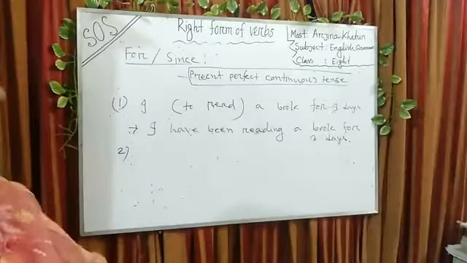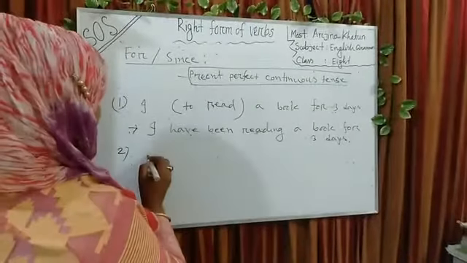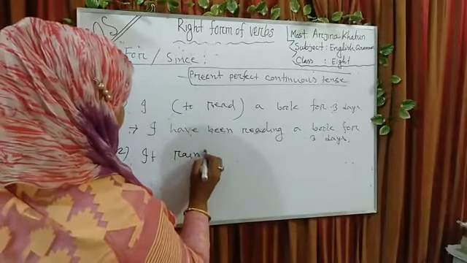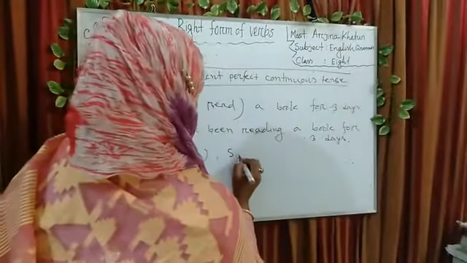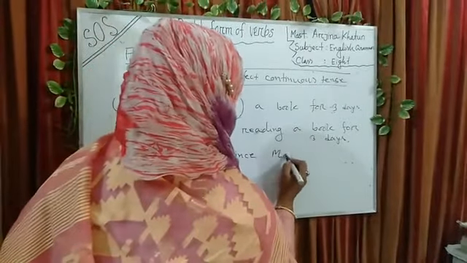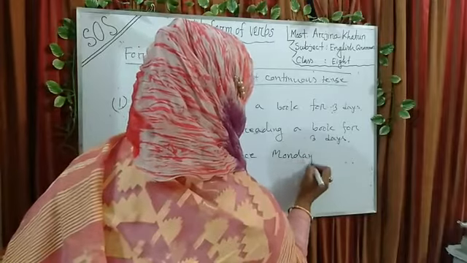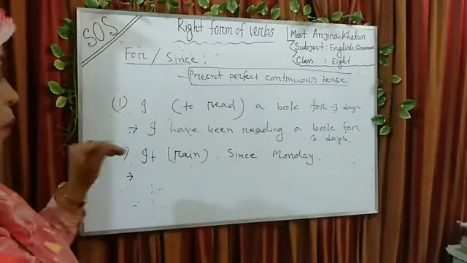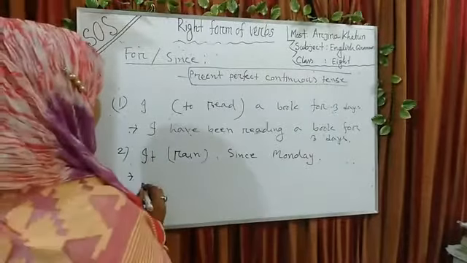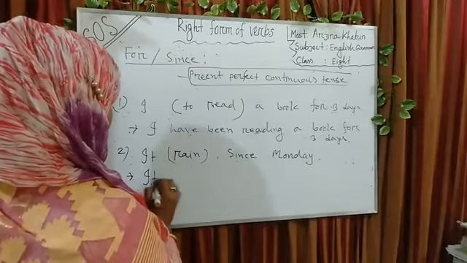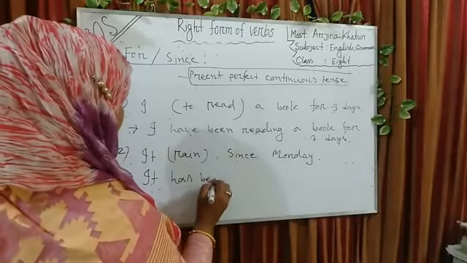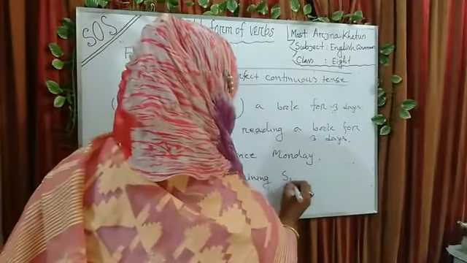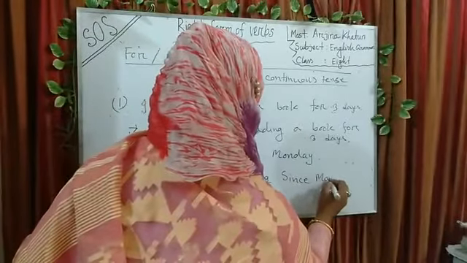And another: it rain since Monday. Okay, dear learners, it is singular. Obviously, its helping verb is has been. It has been raining since Monday.